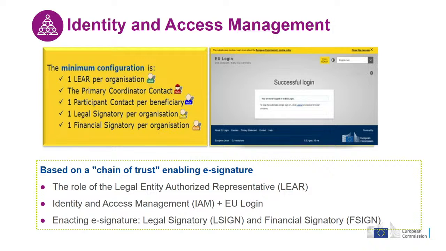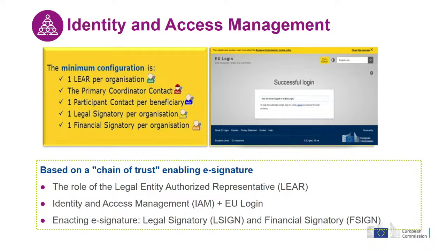The LEAR needs to assign also one person to sign legal documents for this organization and for this project, of course, later, and at least one financial signatory, which means one person who will be responsible for signing the financial declarations for this organization. Now, based on what we call a chain of trust, so delegation of further tasks, we have only one LEAR per organization, but then they can create legal persons that have this legal signatory or financial signatory status, and then you will need to set up one person from this pool of roles to sign for your project the legal and financial documents.